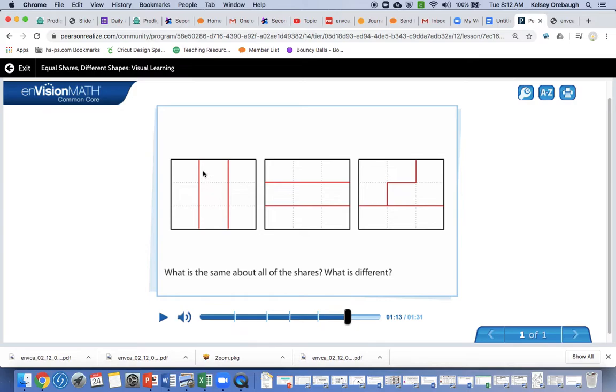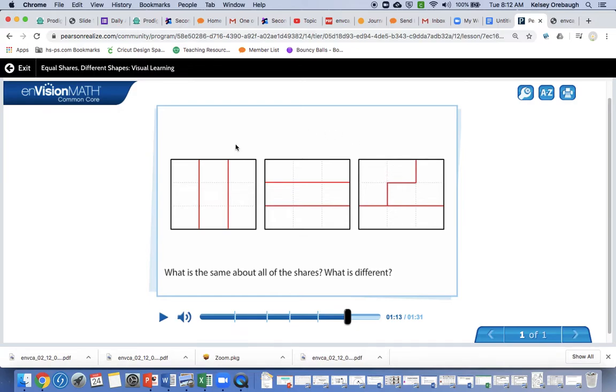Well, we can see that the way that we have organized each of the shares is different. In the first rectangle, we have organized it by columns. In the second rectangle, we have organized it by rows. And in the third rectangle, we've had 3 different shapes to organize the shares.